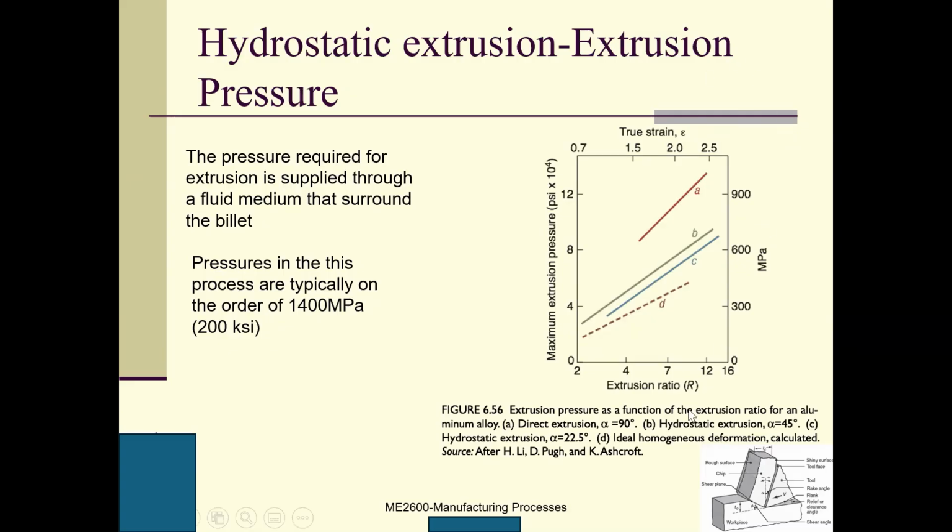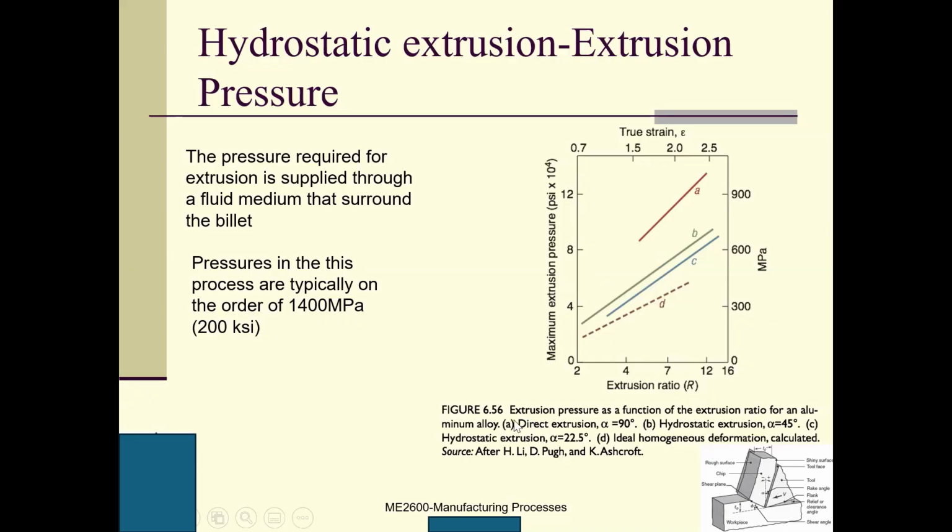So here is the extrusion ratio with respect to maximum extrusion pressure. Definitely, as the extrusion ratio increases, the pressure needed will increase. Because the extrusion ratio is bigger, and the extrusion ratio equals A0 over Af, if R is bigger, that means your final cross-section area will be smaller. As a result, more energy will be needed.